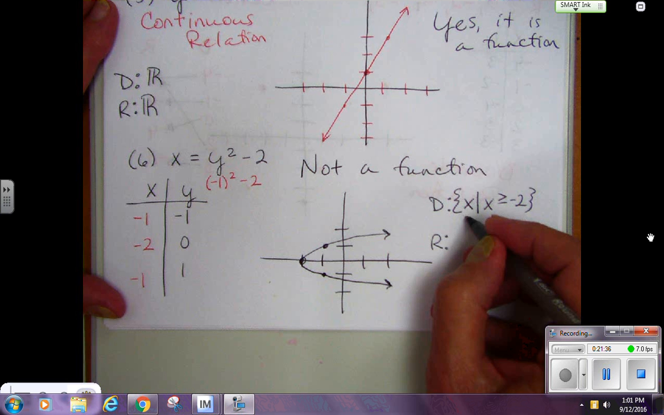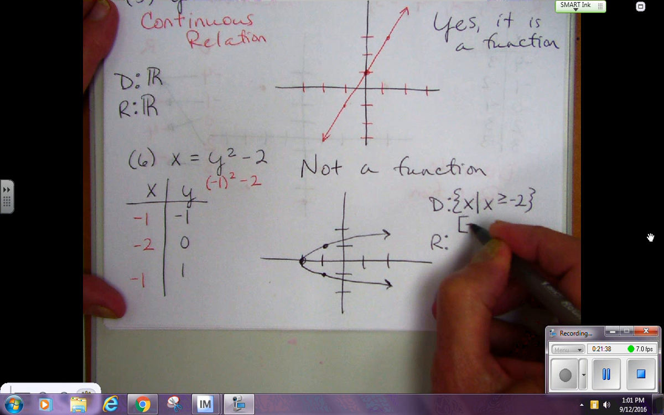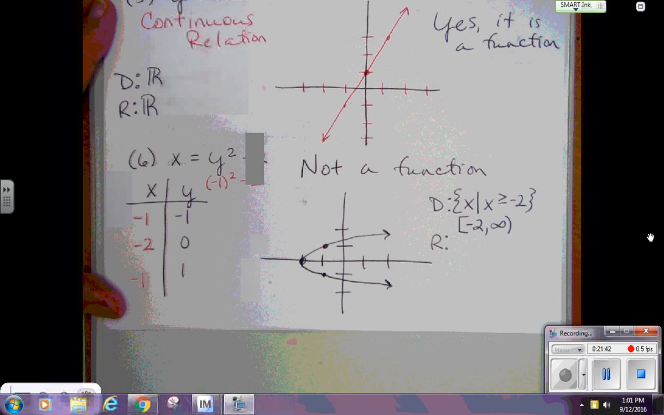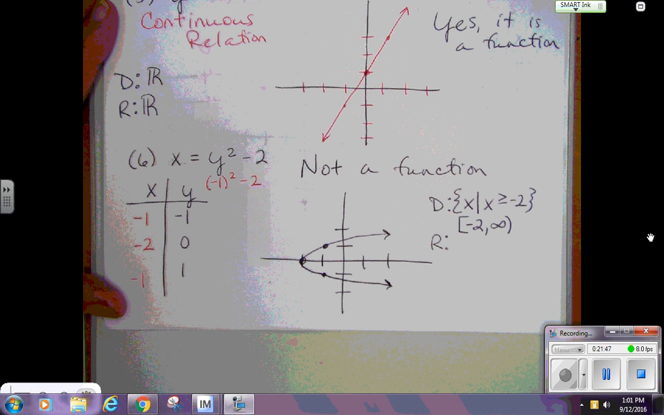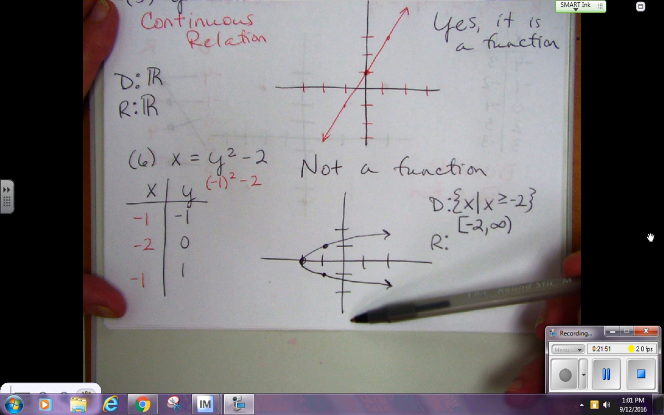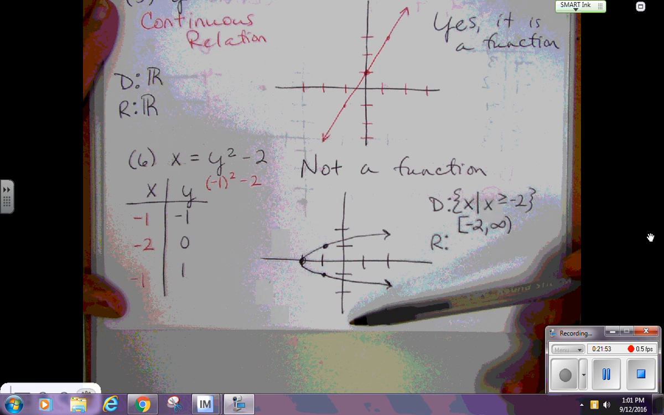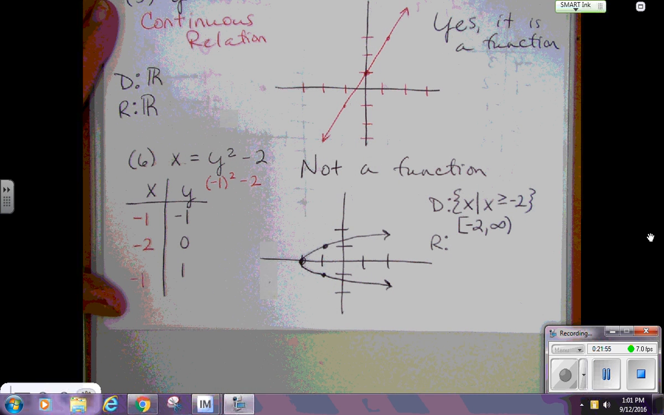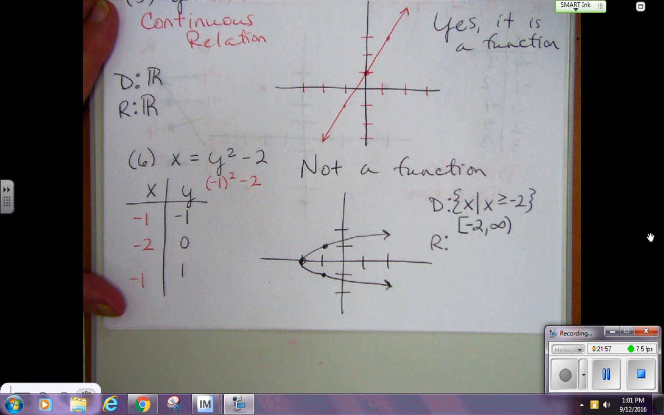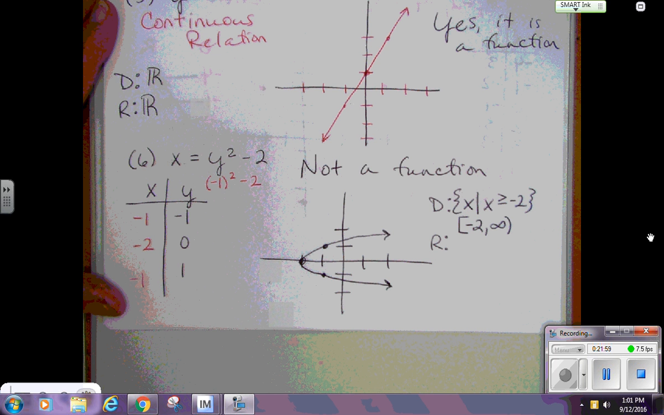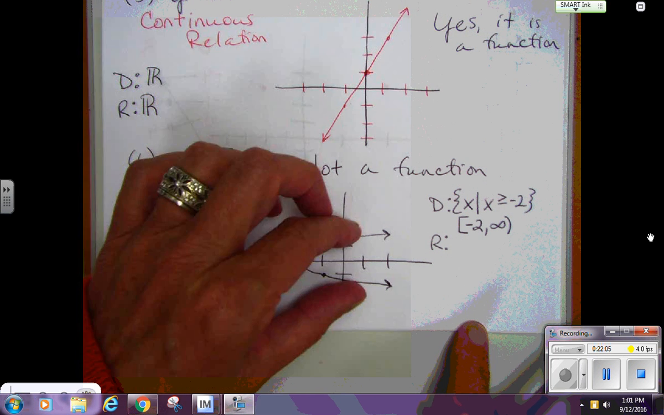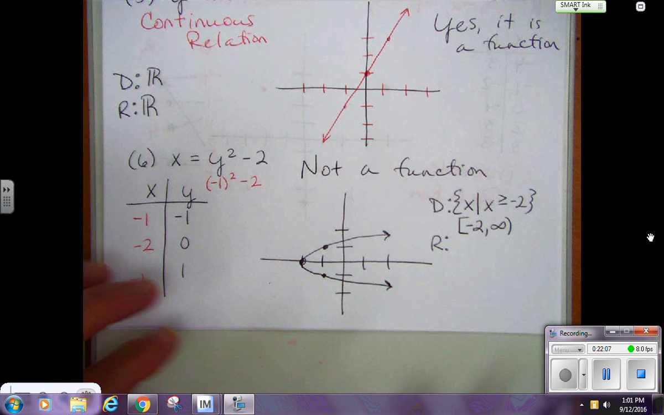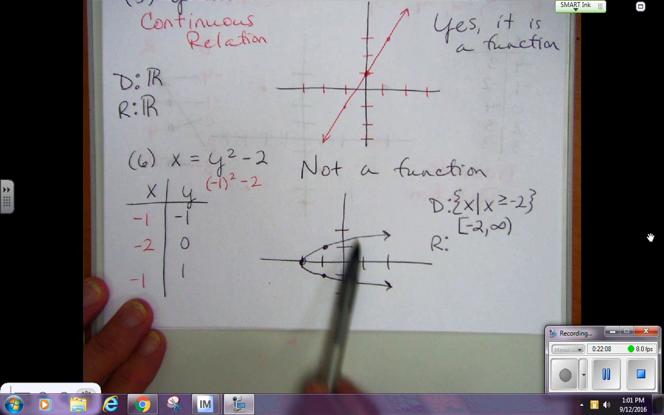The range. So remember that your parabola is y, and that parabola is actually wider, and it's going to be all real numbers.